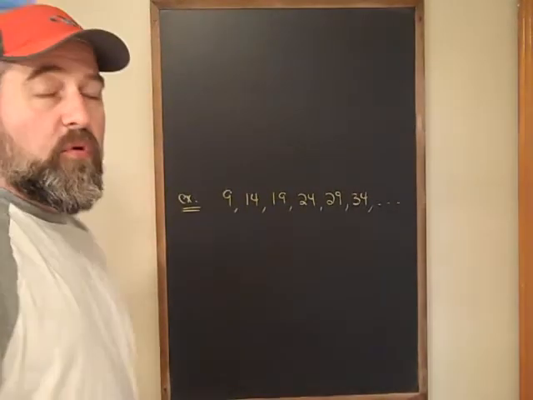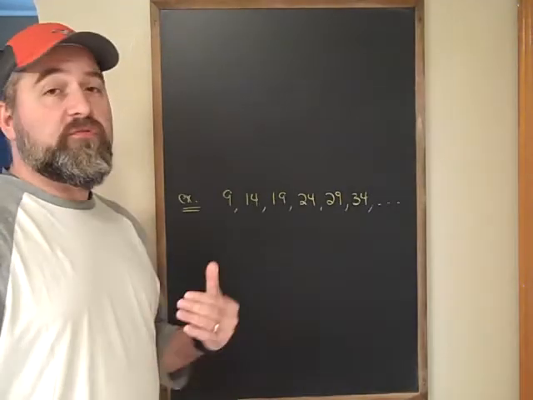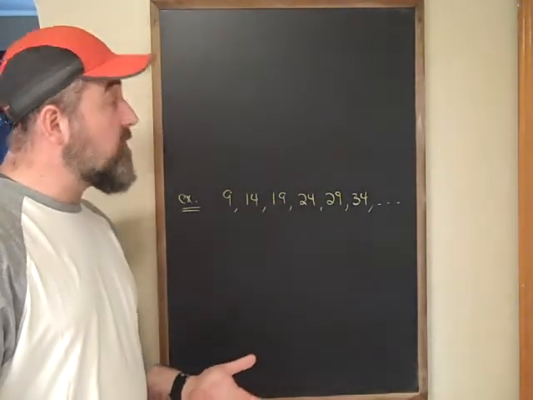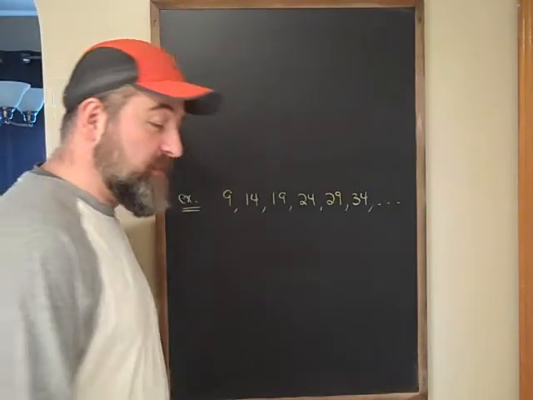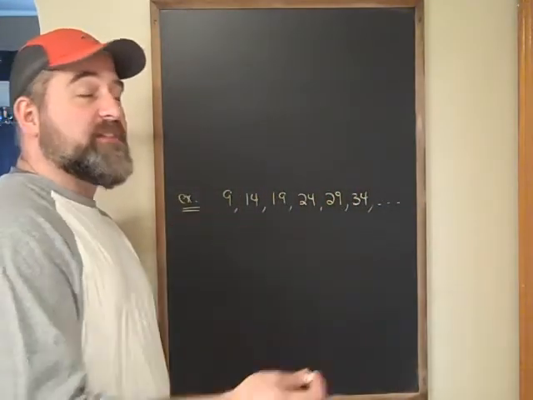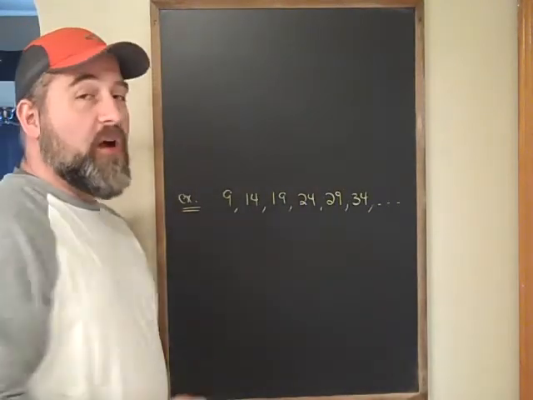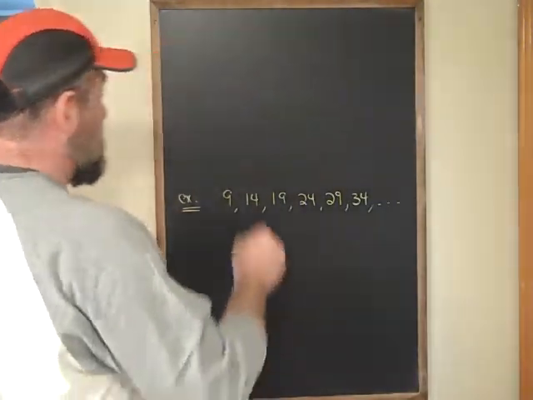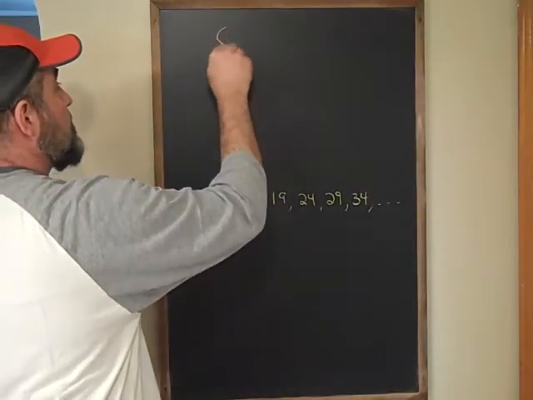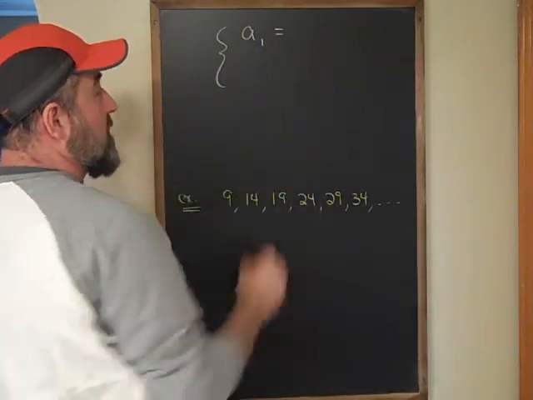So now we're going to take a look at the general recursive rule for the formula for an arithmetic sequence. Remember, the recursive formula is good for getting the next term in the sequence. An arithmetic sequence is a sequence that's growing through constant addition. So the general formula for an arithmetic sequence is going to look like this.